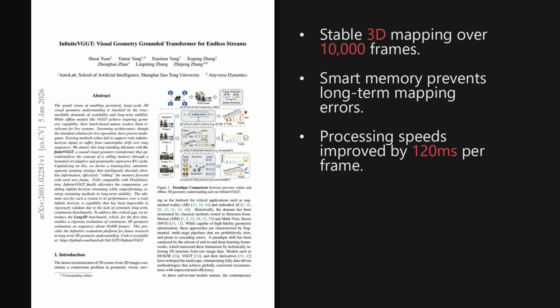Wrapping up, InfiniteVGGT makes a compelling case for using diversity-aware pruning to enable truly infinite streaming. By intelligently discarding redundant data, it solves the stability-scalability trade-off that has plagued long-term 3D perception. This represents a significant step forward for embodied AI systems that need to operate continuously.